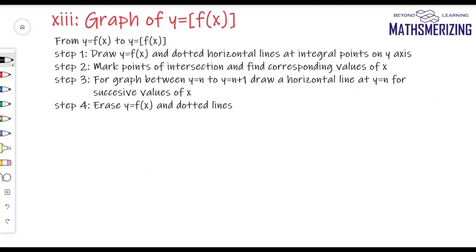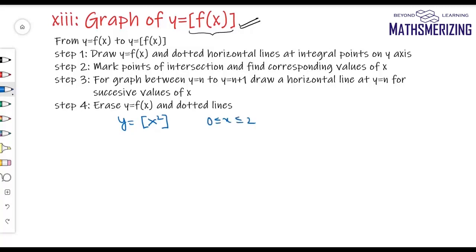Now we'll move to the 13th transformation. And this one is very important. And this is y equals the greatest integer function of f(x). So now here I'm taking the greatest integer function around the whole function. So this is one of the very important transformations. Now I'll take up an example. Say for example, I have to draw the graph of y equals the greatest integer function of x square when x lies between 0 and 2.